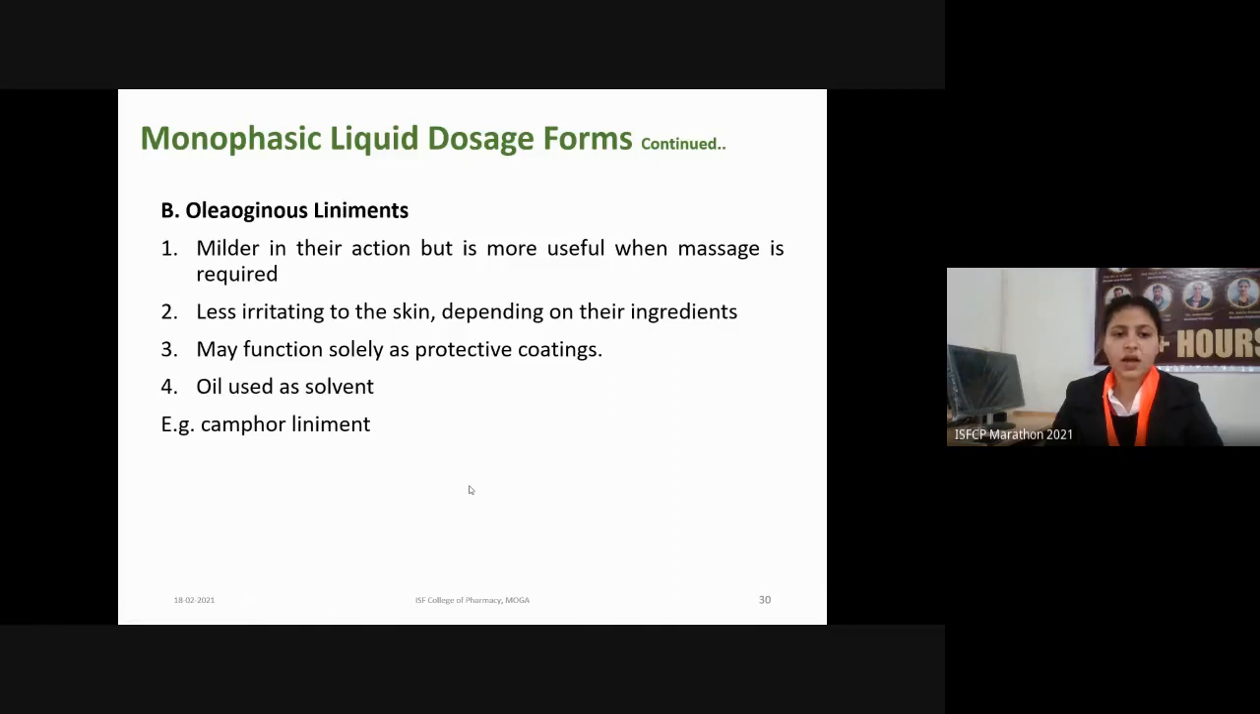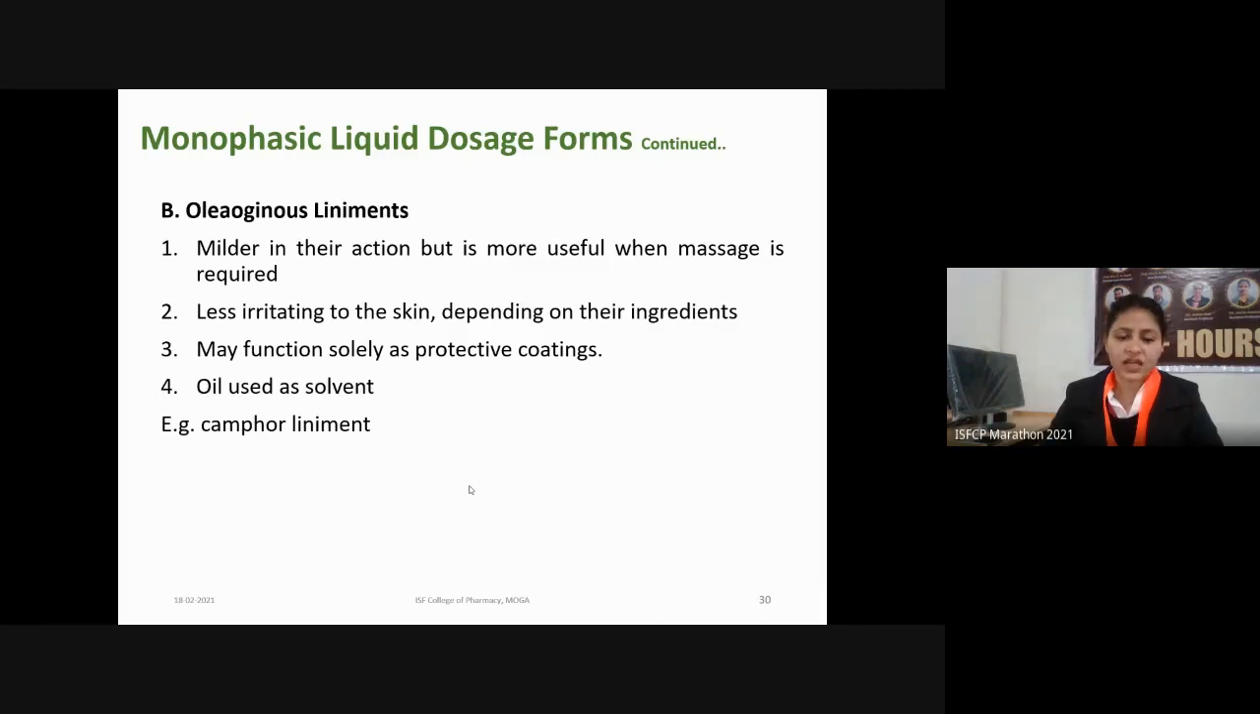The second type is oleaginous liniments. They are milder in their action, but more useful when massage is required. Because of the greasy nature of the oils, it is very easy to massage. They form a slippery surface and it becomes easy to massage over the skin. So if we require a massage action, in that case we are going to use these oleaginous liniments.